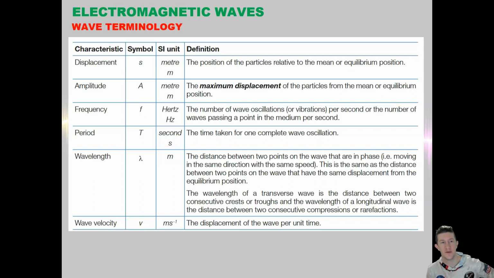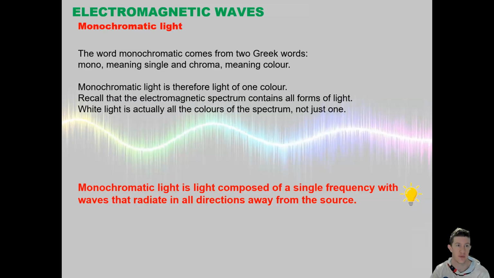Some other quick wave terminology we talked about: displacement, which is the position of the particle relative to its mean or equilibrium position. Like that resting point, how much is it displaced, relates to the amplitude. The amplitude is the maximum displacement. Frequency, period, wavelength, and wave velocity we've talked about during the lesson. They're just quick recaps on the symbols, the SI units, and their definitions.